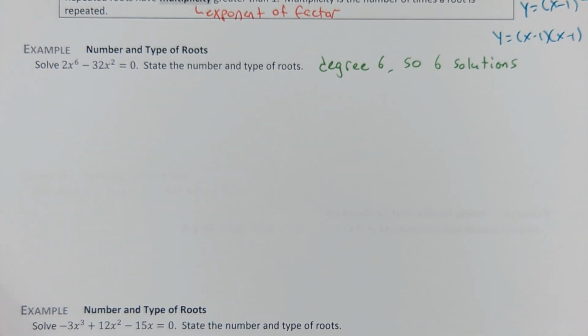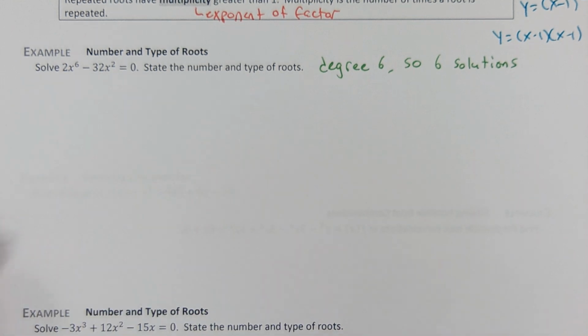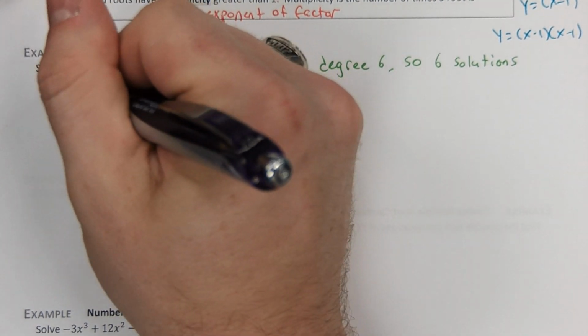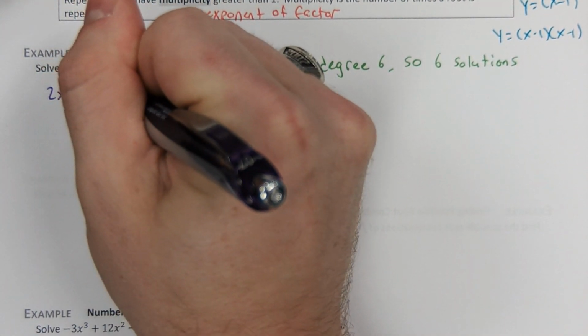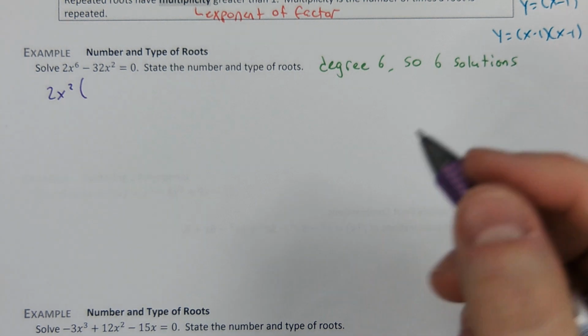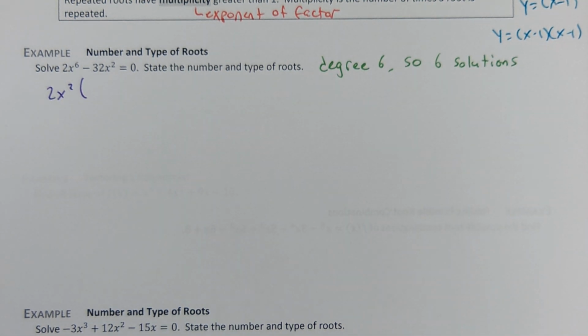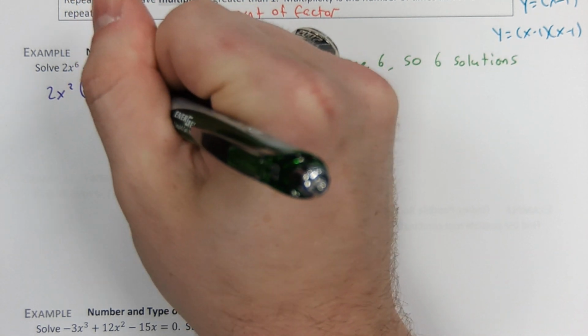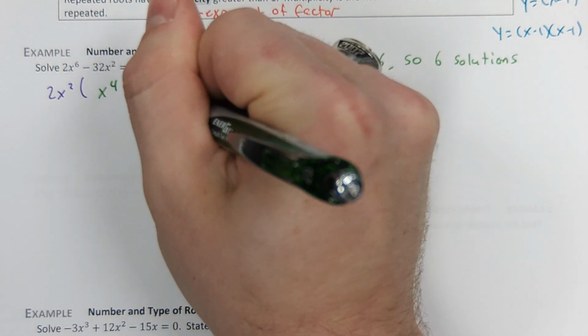Our job is to find them all, because it does say solve. It's already set equal to 0. So it says solve, we got to find them all. We solve polynomials by factoring. First job in factoring is GCF. This has one. What's the GCF? 2x squared. All right. Let's pop that 2x squared off of the front. When you undistribute that 2x squared, what you are going to get is an x to the 4th minus 16.